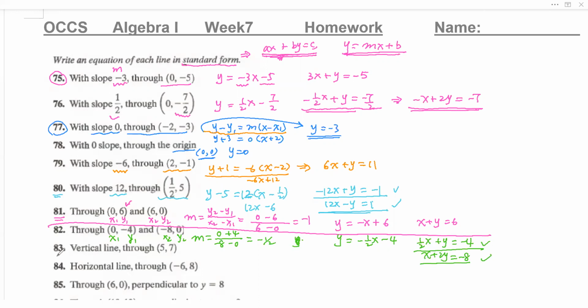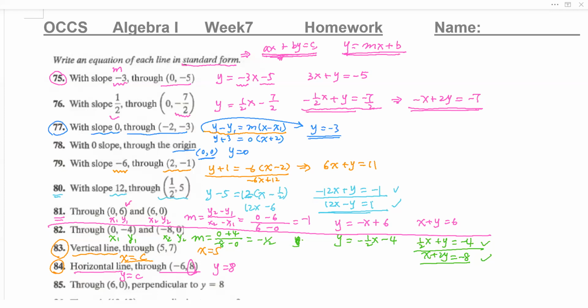83, vertical line. Vertical line means x equals something, right? x equals a constant number. They pass this dot, so it means x equals 5. That's it. 84. Horizontal line. Horizontal line means y equals a constant number. They pass this dot, so it means y equals 8. Right? We can quickly get it out of here.